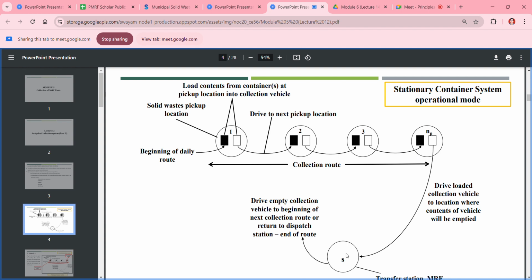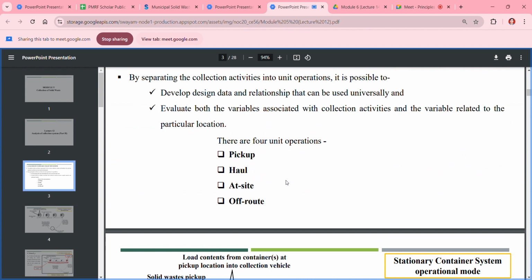Okay, so this type of system is known as the stationary container system. In this type of system, we don't need to pick up the container from the site and empty it back at the disposal site. We will just empty the container at the site itself. So there are 4 unit operations in this type of container system also: pickup, haul, at site, and off route.